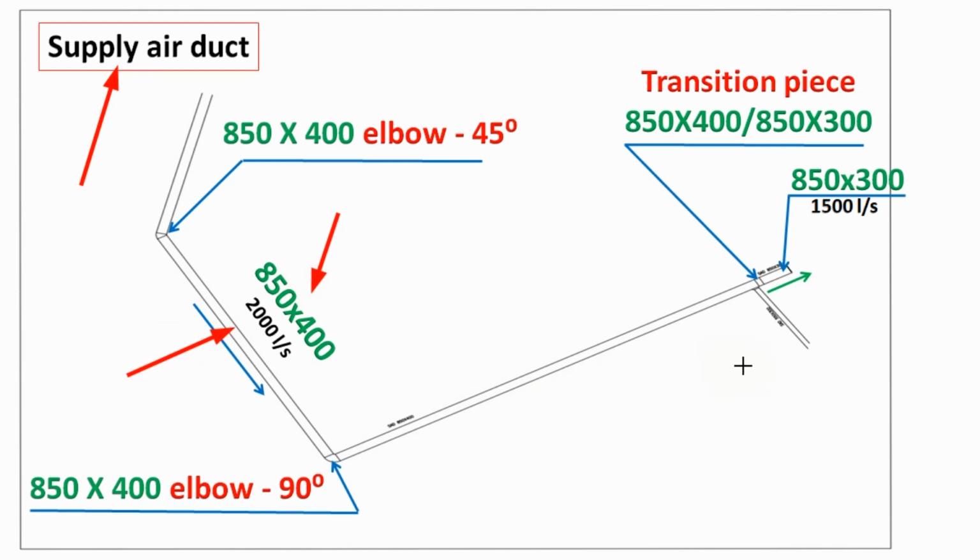Then we have a branch from this duct. After the branch, the duct reduces to 850 by 300 and airflow value remains 1500 liter per second. We have duct fittings: a 45-degree elbow, a 90-degree elbow and a transition piece. Now we will do the sample calculation for pressure drop.